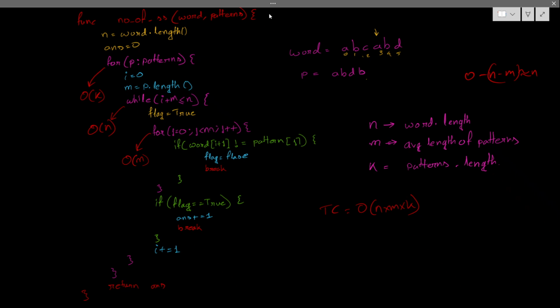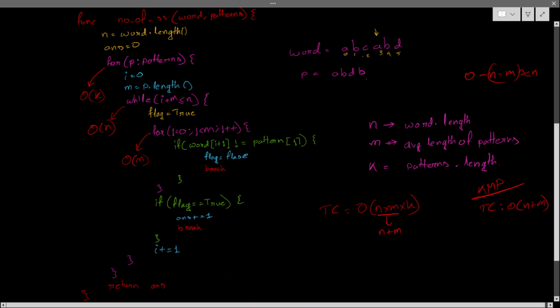So it is too much time complexity. The first loop we can't avoid, because for each pattern I have to check. But this thing can be avoided. How could we avoid it? If you use the KMP algorithm, this n times m becomes n plus m. So if I use the KMP algorithm, my time complexity becomes big O of n plus m, times k. Let me rewrite it.